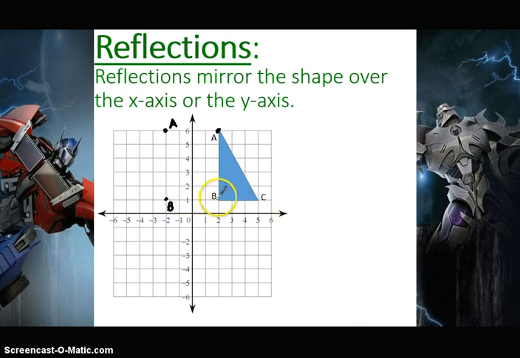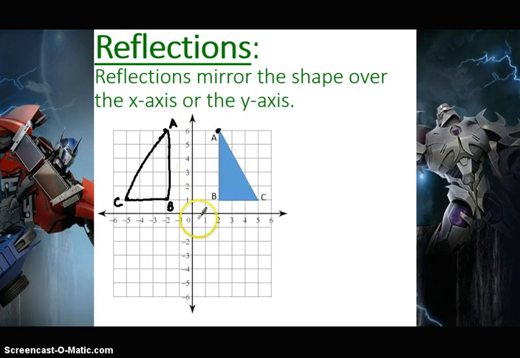C is 1, 2, 3, 4, 5 away. So we'll go 1, 2, 3, 4, 5 away. And if you connect it, you can see that it looks like a mirror image. It looks like you took this one on the right and flipped it over onto the side. Or you can think about it, if you folded it along this y-axis, they would be on top of each other. Now that's how you flip it over the y-axis.